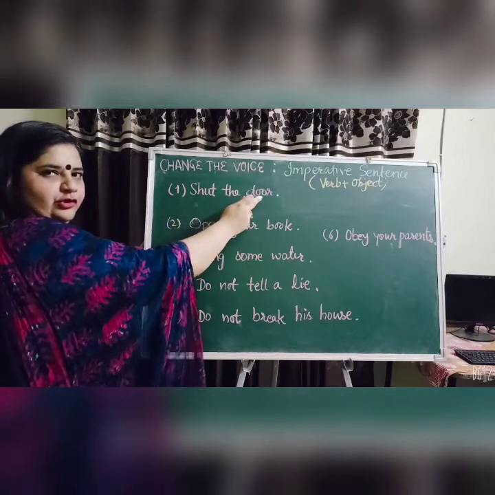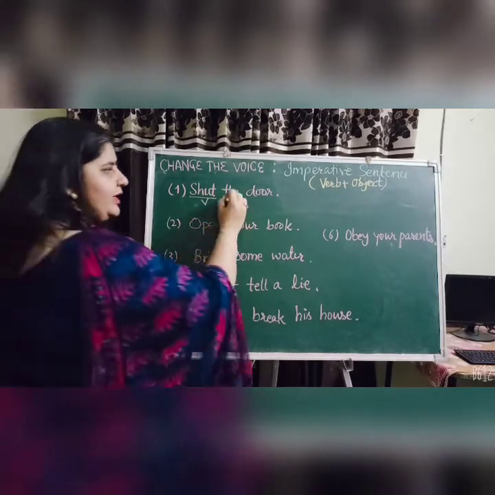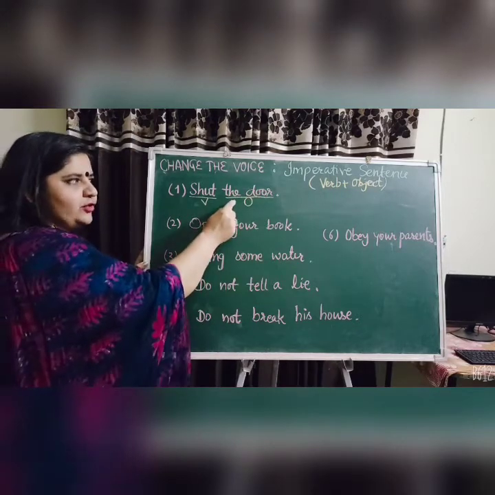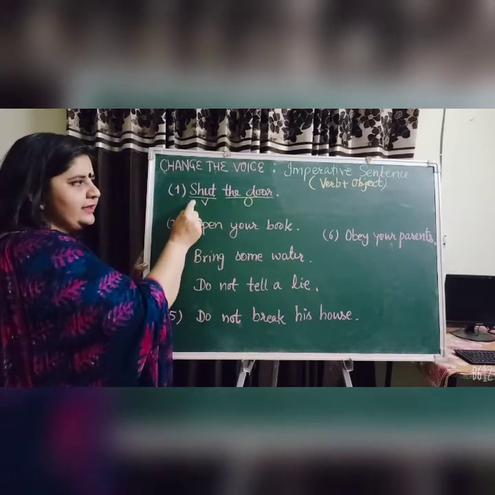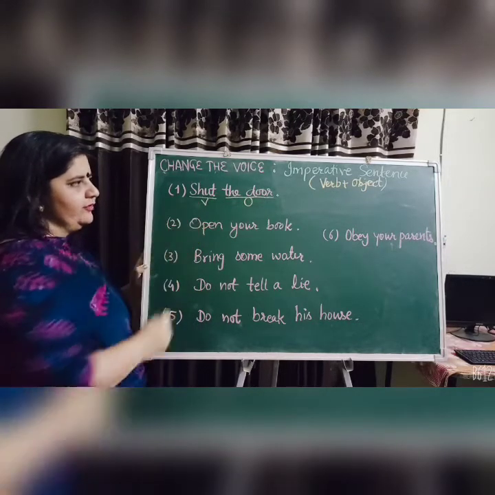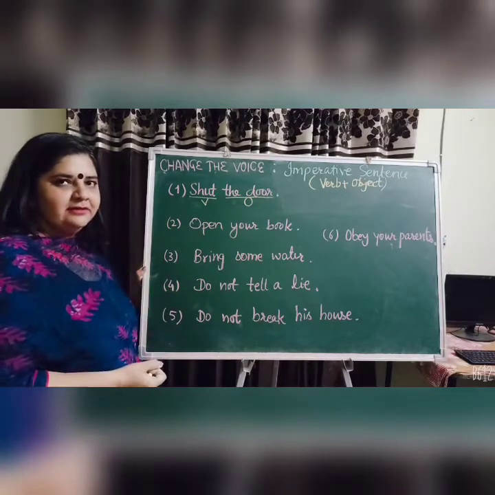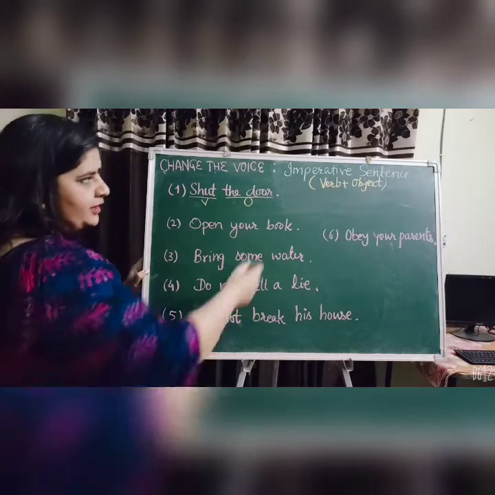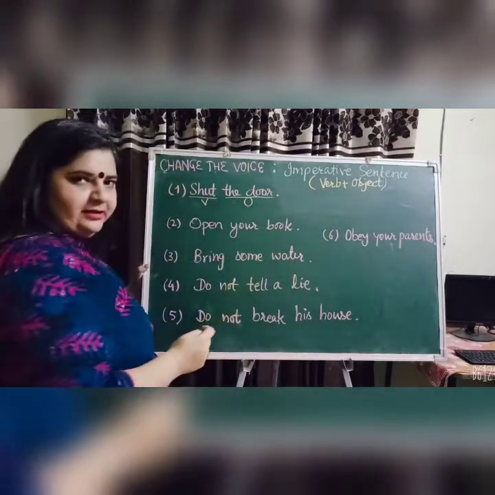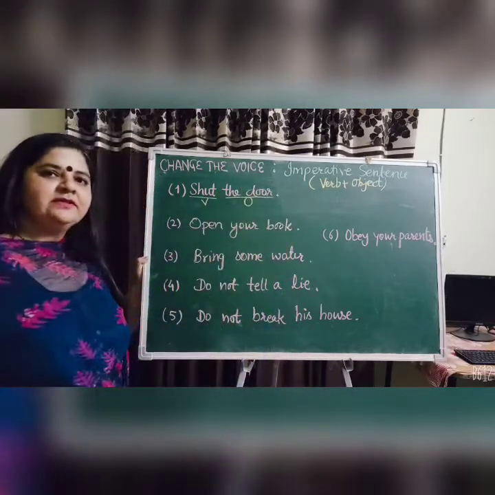Shut the door. Shut is verb. The door is object, because the door is receiving the action and this word is doing the action, and it is telling about what kind of action is there. But where is the doer of the action? That is the subject. That's missing. So this kind of sentence in which verb and object are there, but we miss the subject in the beginning, these are known as imperative sentences.